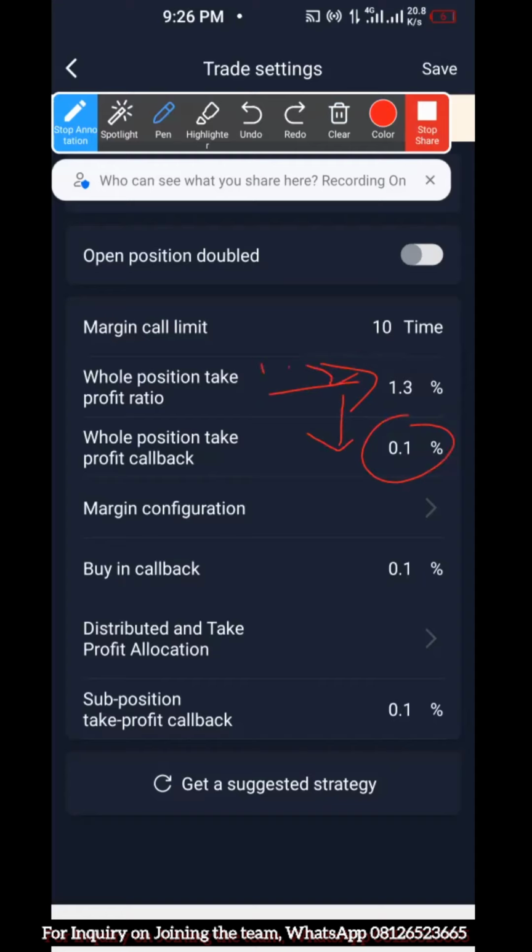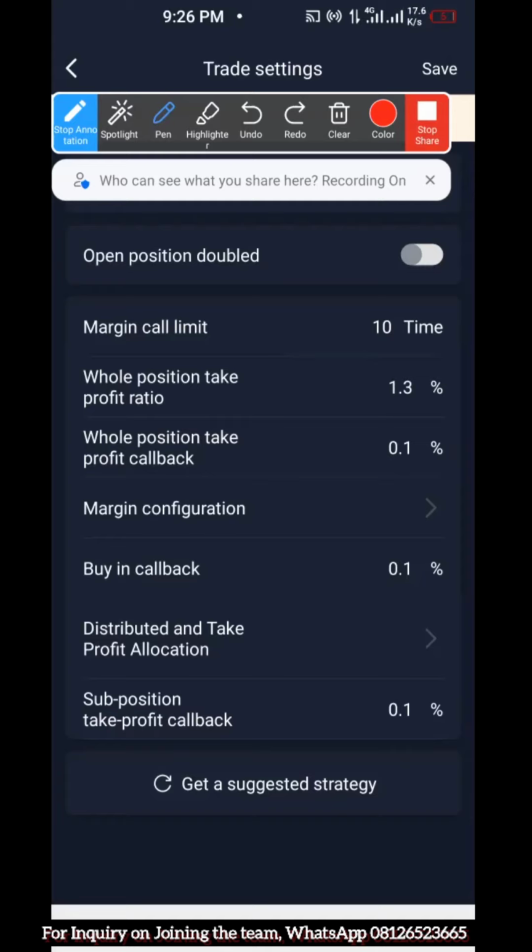That sounds like a bad thing, right? But now look at it from this angle. If the market is pumping and it gets to 1.3, it does not go back. It keeps rising, 1.4, 1.5, 1.6, 1.7, up to 2.4. Remember, the robot has not sold. It's waiting for it to drop by 0.1. The moment it drops by 0.1, it takes profit for you. So it means you can make more than 1.3 on a particular trade.